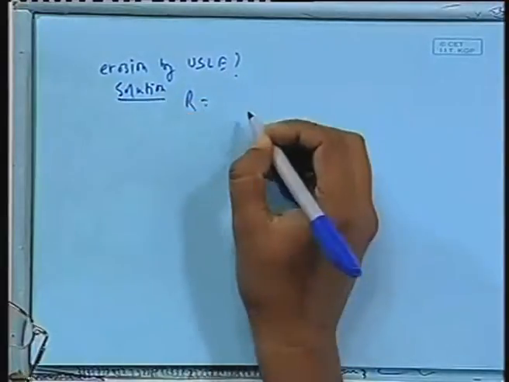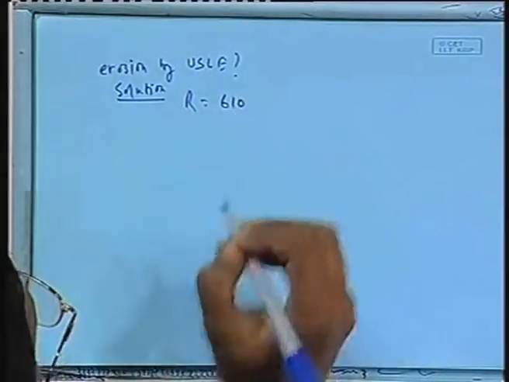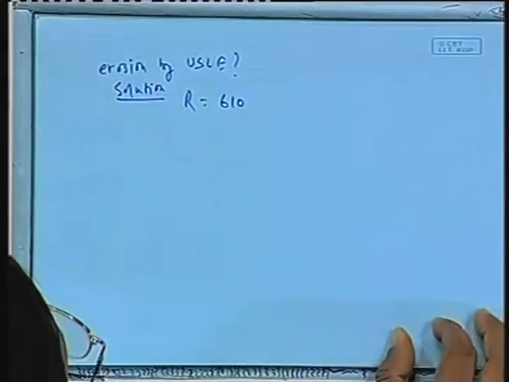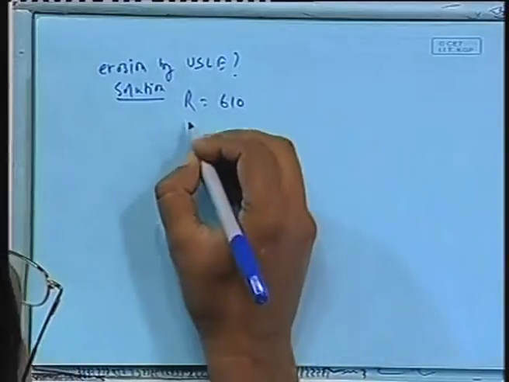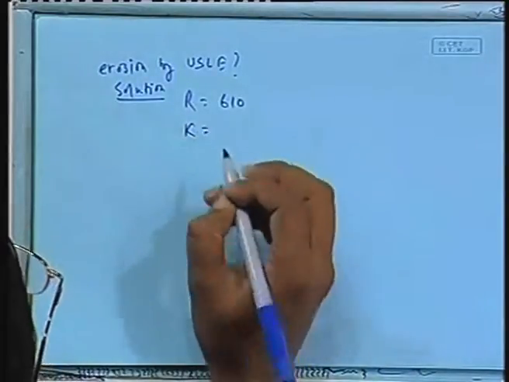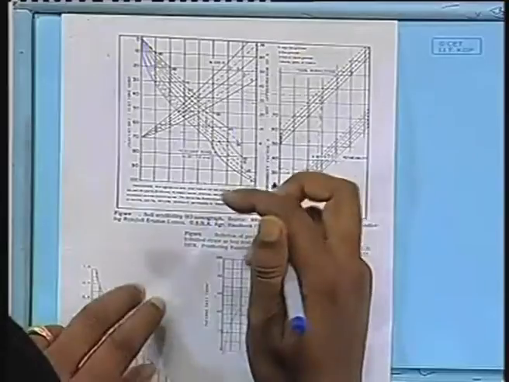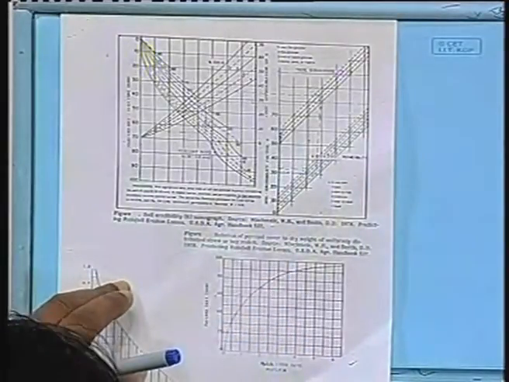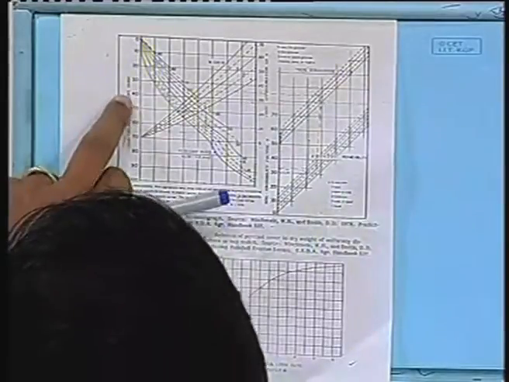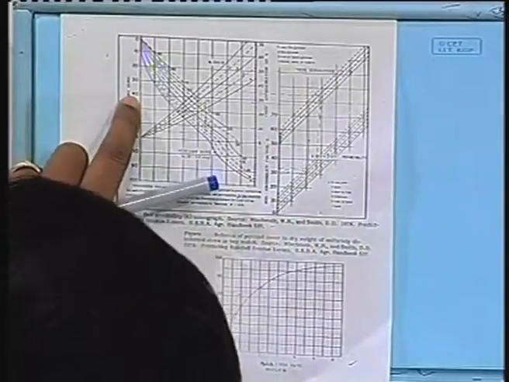High intensity long duration, 610. This is a basic value that we are trying to find out. Say this is K. What would be K? As I explained in yesterday's class, let me begin again. Here, silt and very fine sand is 40%. You see this plot here, this is 40%.